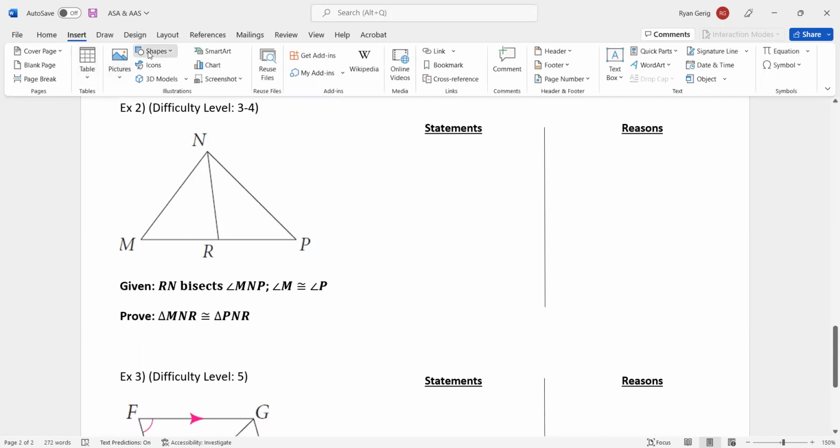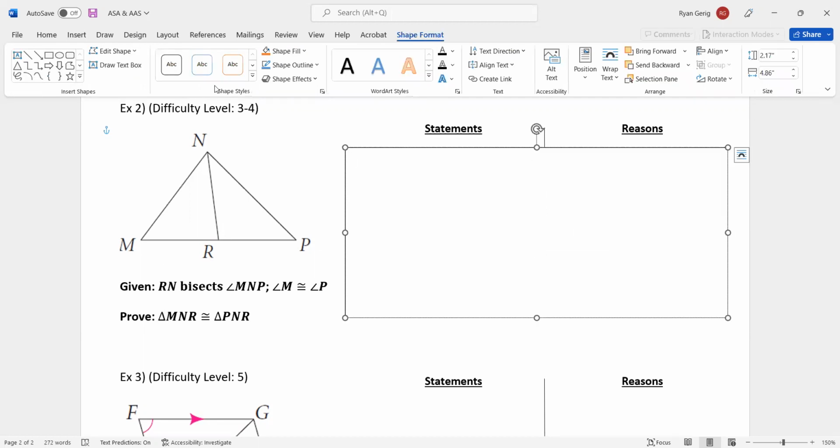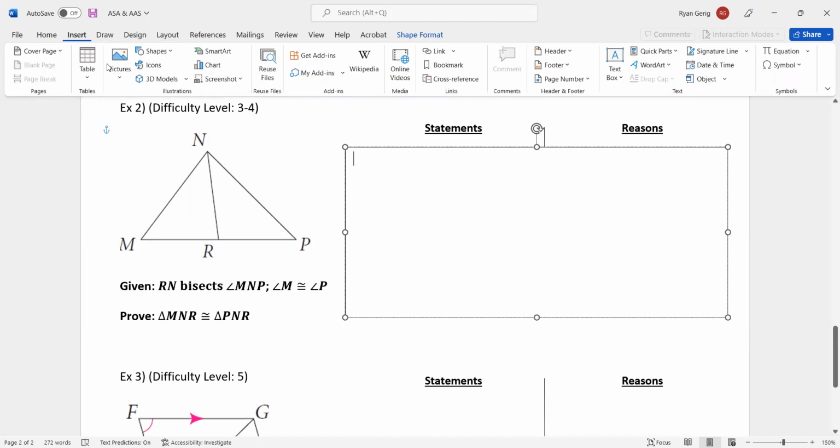Make this so I can type on it just a second. Sorry, I'm making sure that I can type here.